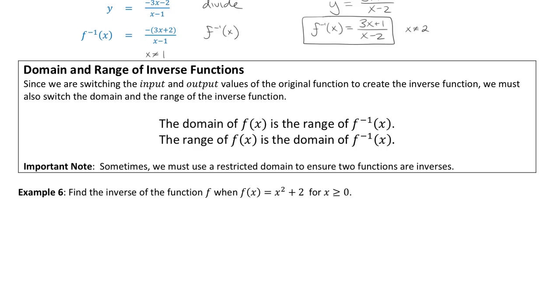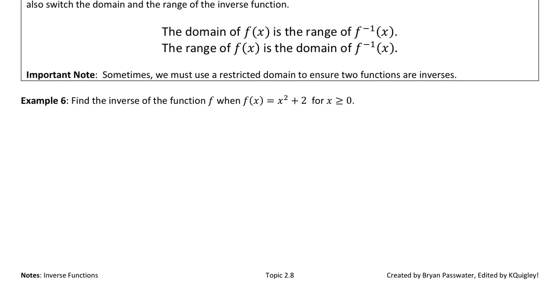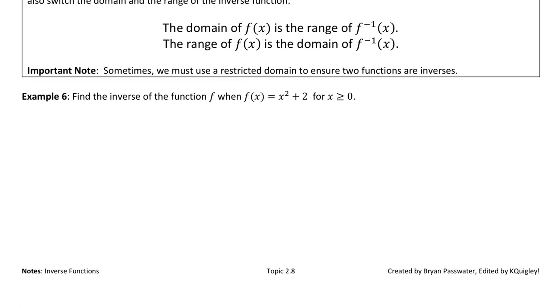Since we are switching the inputs and the outputs of all of these functions, whether it's the coordinate points or the equation itself, to create an inverse function, we must also switch the domain and range of the inverse function. So whatever was the domain is now the range, whatever was the range is now the domain. And I'm saying this, and it's important because sometimes we must use a restricted domain to ensure that the two functions are actually inverses. So if we look at example 6, it says, find the inverse of f when f of x equals x squared plus 2 for x greater than or equal to 0. What kind of function is this?